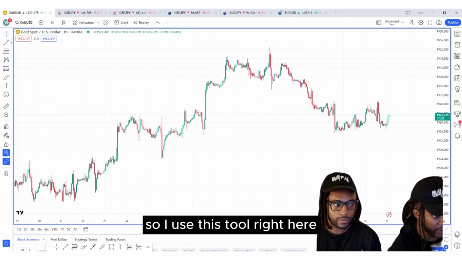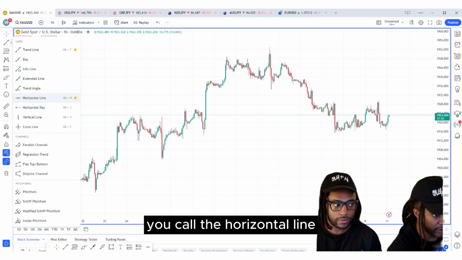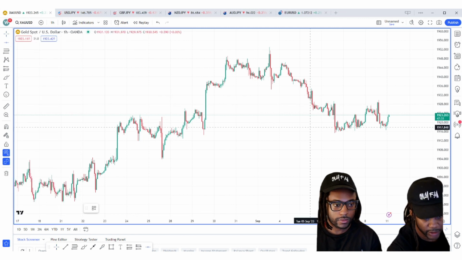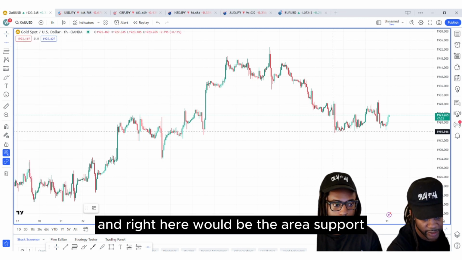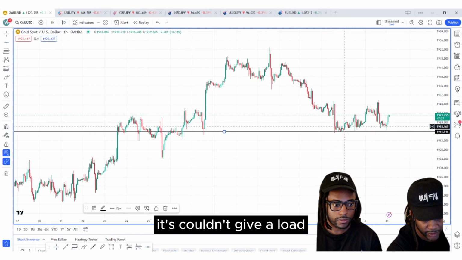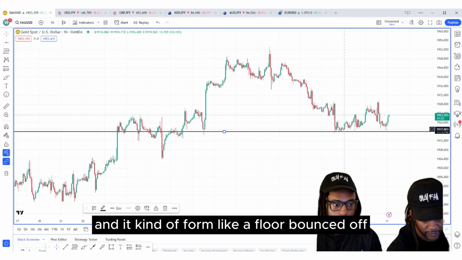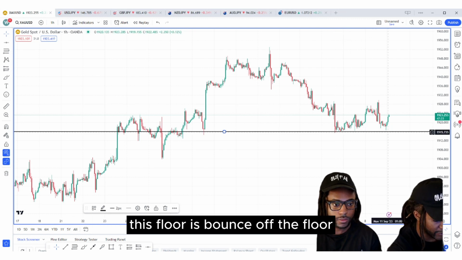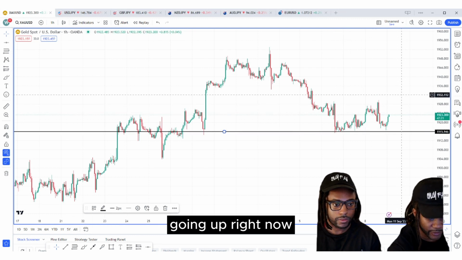So I'm going to use this tool right here. We call it the horizontal line, and right here would be an area of support. Price had trouble, it came down, it just couldn't get below it, and it kind of formed like a floor, and it bounced off this floor, and it's bouncing off the floor going up right now.